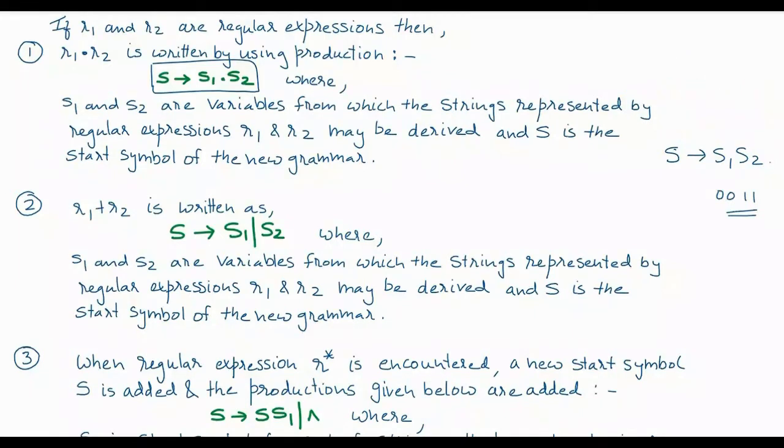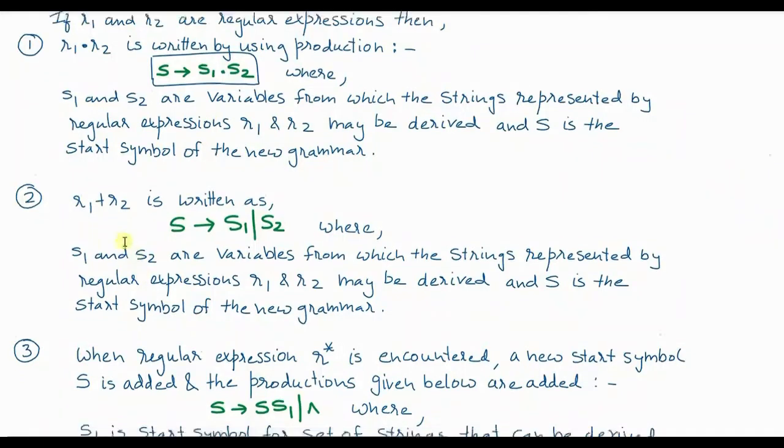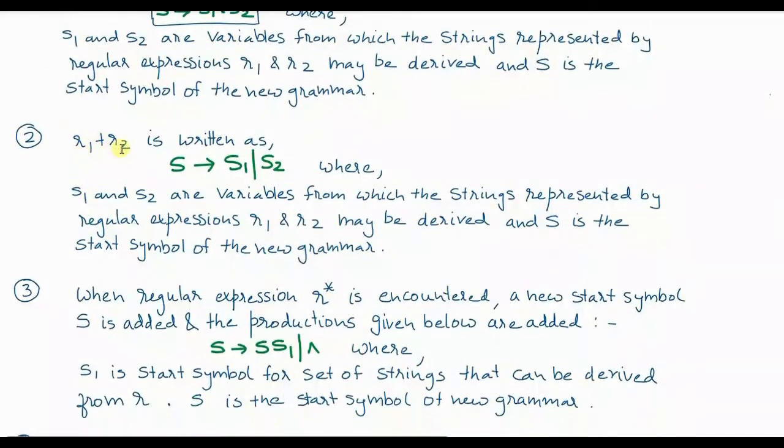Now the next rule is regarding R1 plus R2. If you have two regular expressions R1 and R2, and you want to represent R1 plus R2, it is written as S gives S1 or S2, where S1 and S2 are variables from which the strings represented by regular expressions R1 and R2 may be derived, and S is the start symbol of the new grammar.